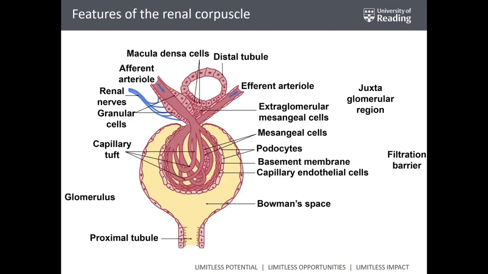So once again, the afferent arteriole brings the blood in. The Starling forces promote the filtration of the plasma through the podocytes and the basement membrane, the capillary endothelial cells. And many substances, including electrolytes, water, and more substances that we will look at some point, will form the filtrate.